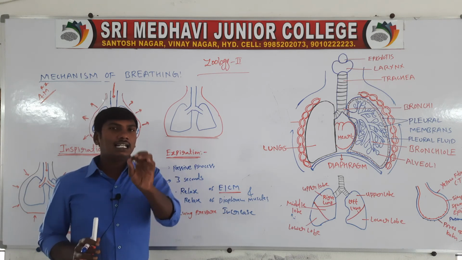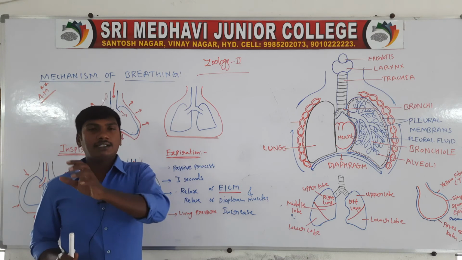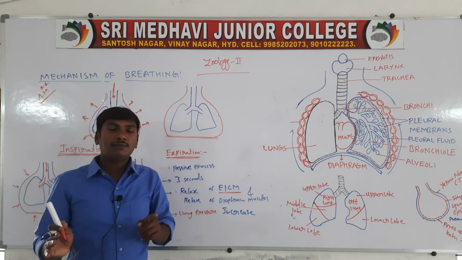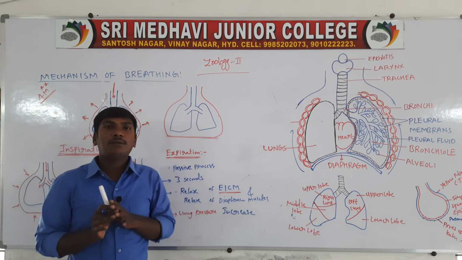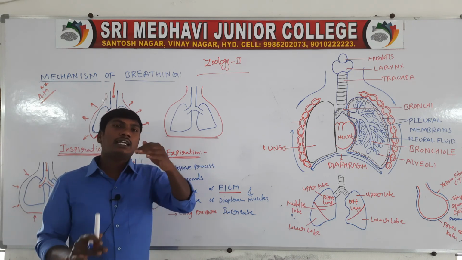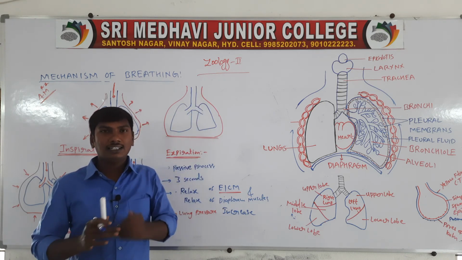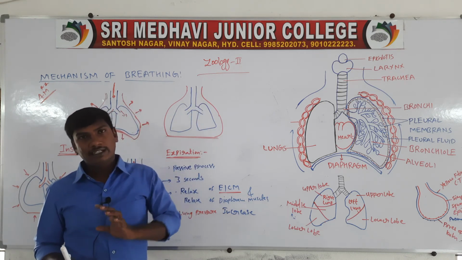Next, relaxation of the external intercostal muscles and relaxation of the diaphragm muscles. The diaphragm is in the normal position and the ribs are also in the normal position. The thoracic cavity volume decreases and the pressure increases, so the lung air goes outside. So these are inspiration and expiration.